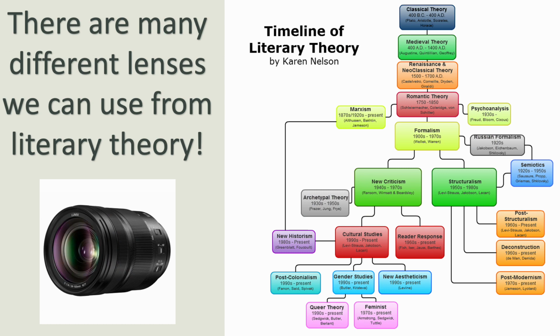Now, there are many different lenses we can use from literary theory. Here you can see some of them, the main ones. They're put as a timeline. The ones at the top come from as far back as 400 BC. The ones at the bottom are more recent ones, from the last 30 to 50 years. Nearly all of them are still being used, even the older ones.